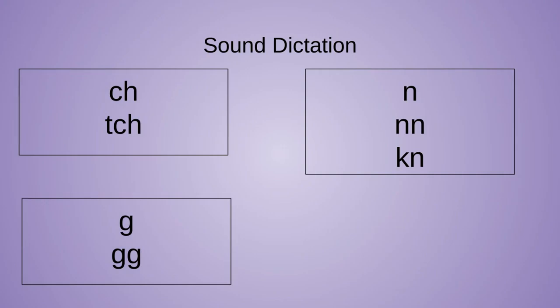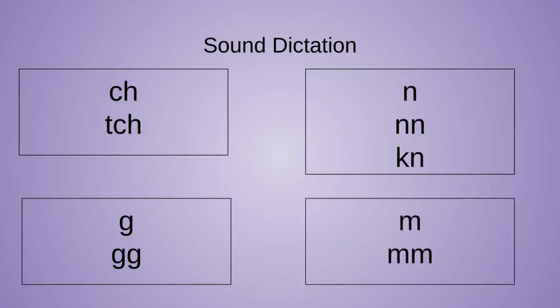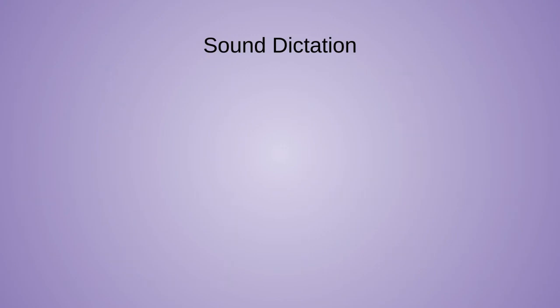There are two ways to spell this sound. What two ways can you think of? Make sure you're writing them on your paper and then checking your screen to see if you're correct. Ready? M and MM both make the sound m. Okay, ready? We have 4 more sounds to write the spellings for.